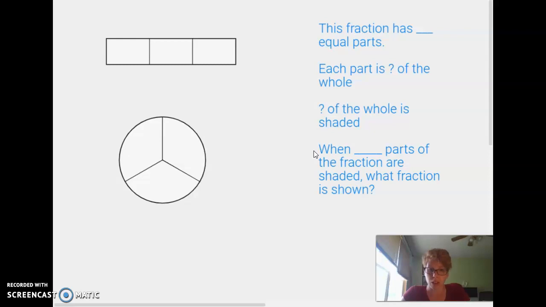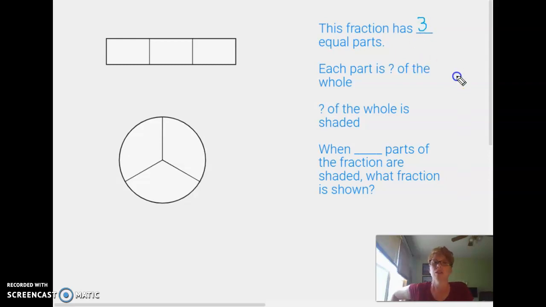Well, first off, let's talk about what we've got up on the screen. This fraction in front of us, how many equal parts do you see? When I say equal parts, that means what is the denominator? Okay? How many equal parts do you see? I'm asking you. I'm hoping that you're saying, Mrs. Stalkup, I see 3 equal parts, because that's what we've got in front of us. So this fraction has 3 equal parts.